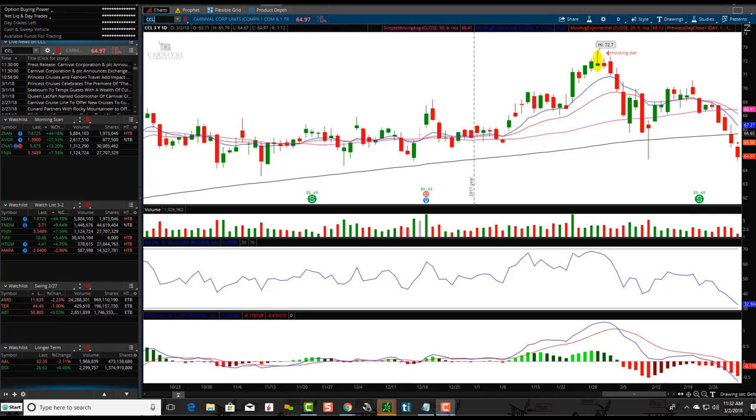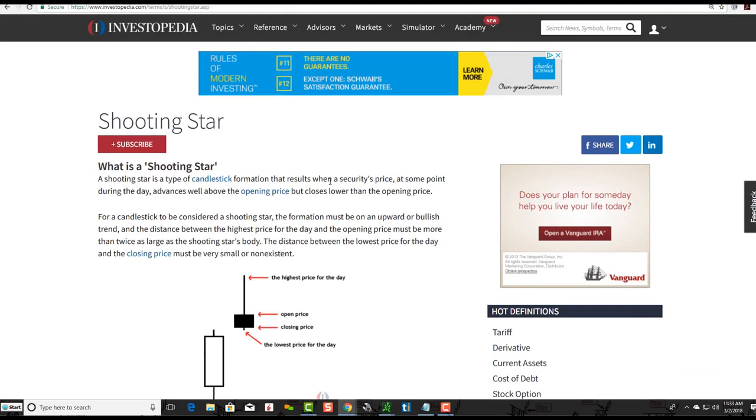Want to make this video on the shooting star candlestick pattern. We like this very helpful resource. If you ever want to know what something means, go over to investopedia.com. They're awesome. They break things down very simply. So I'm going to read the definition of a shooting star and then show you some examples.